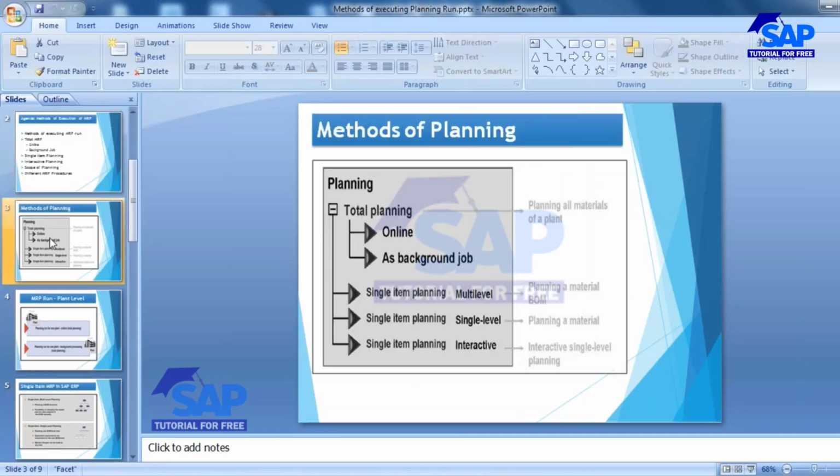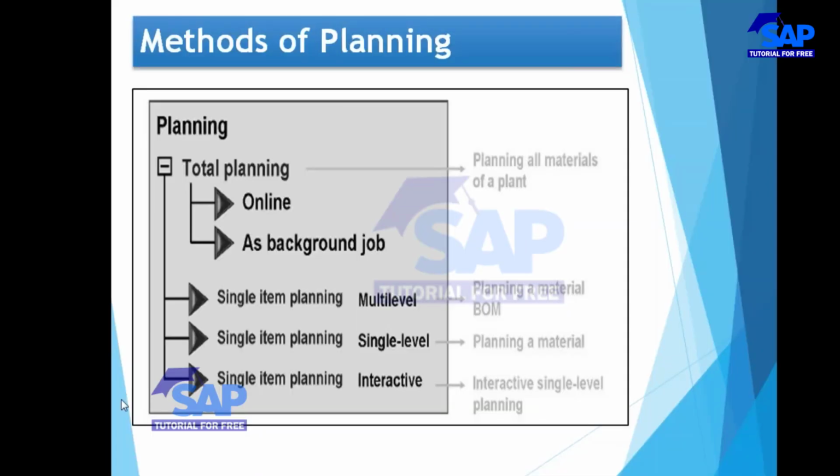So these are the methods of executing an MRP run. These are the various options with which you will be executing an MRP run. There are a lot of options. The first thing will be total planning. Total planning means you will be planning all the materials in the particular plant at one shot. That's what total planning is.